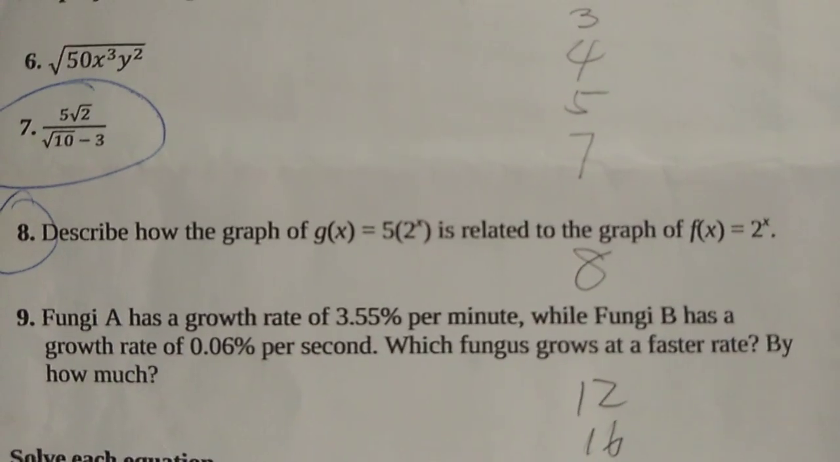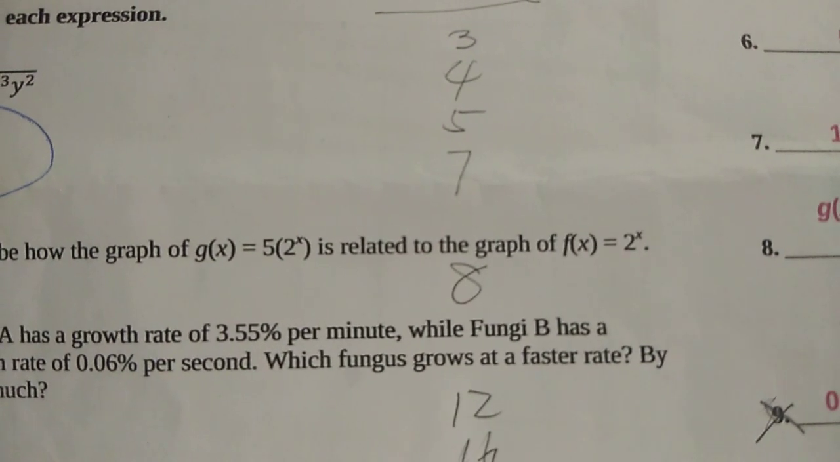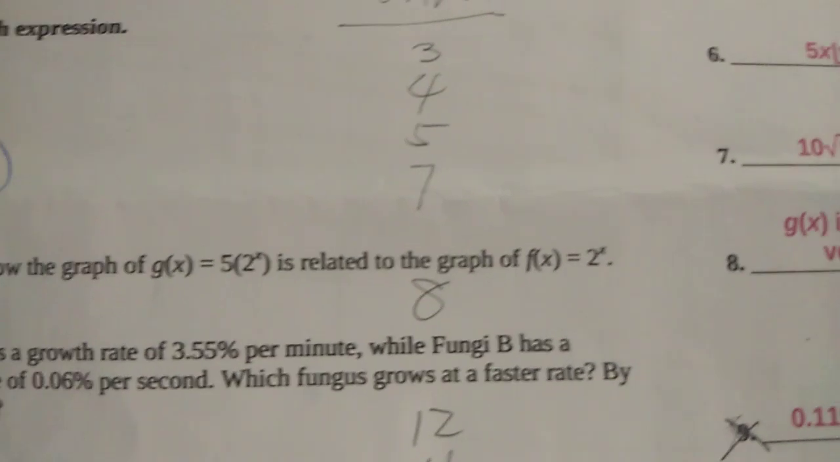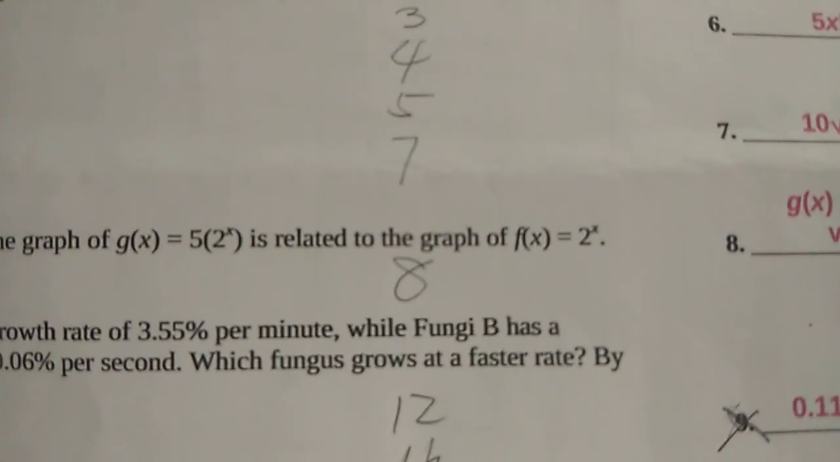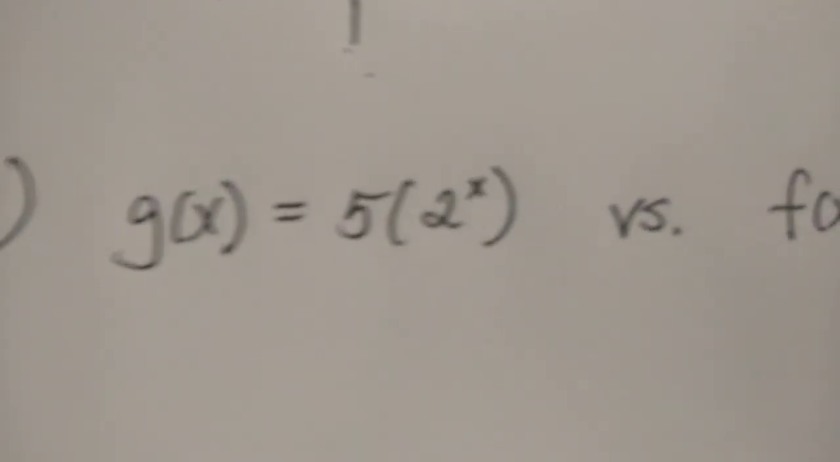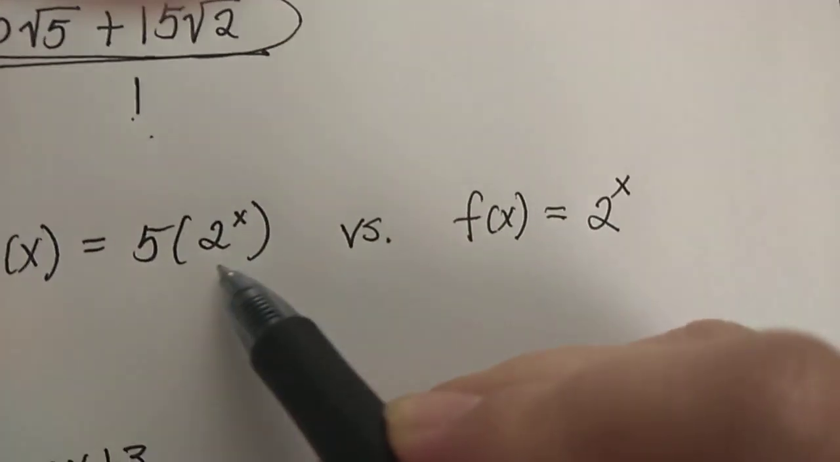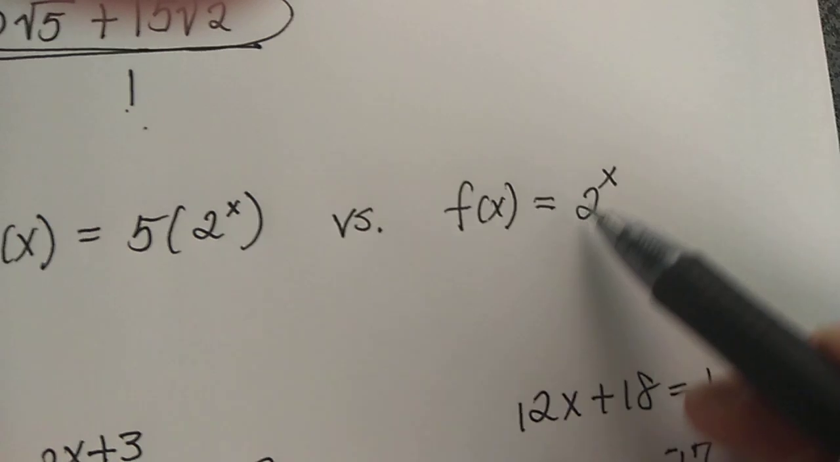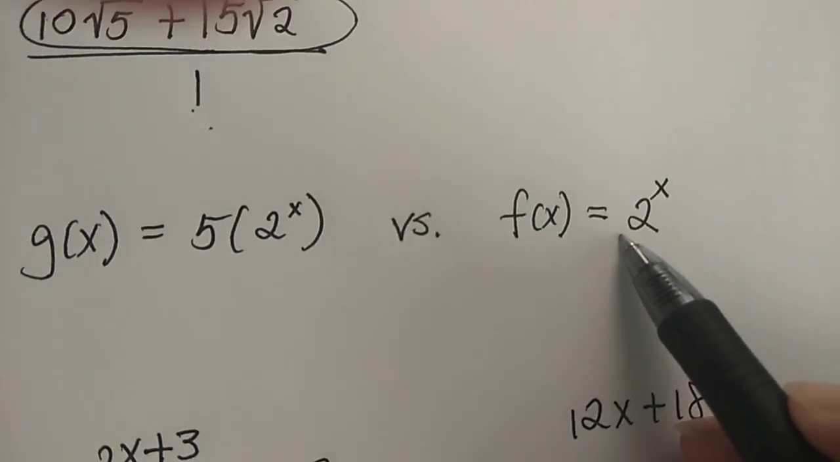Okay. Number 8, they want you to compare, okay? Number 8 says, describe how the graph of g of x equals 5 times 2 raised to the x power is related to the graph of f of x equals 2 raised to the x power. So you can see that they want you to basically compare this to this. Now you notice that both of them have 2 raised to the x power, except for this one, everything that's true here, you're going to multiply it by 5.